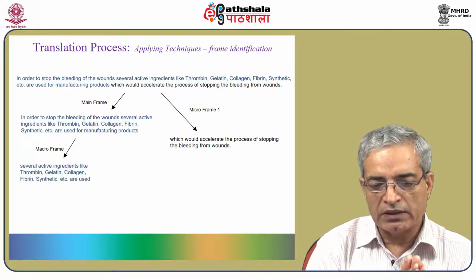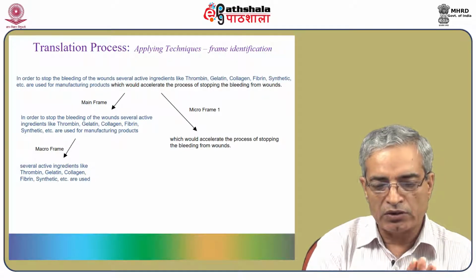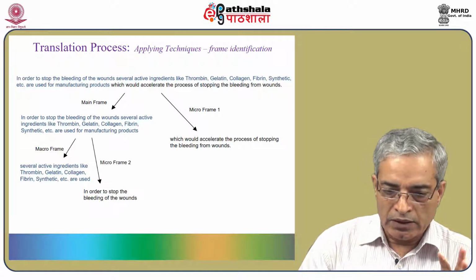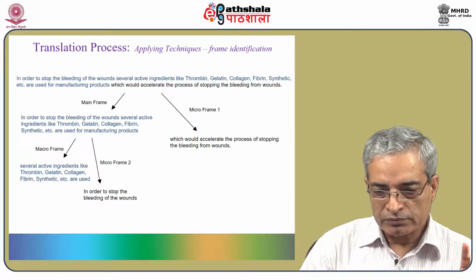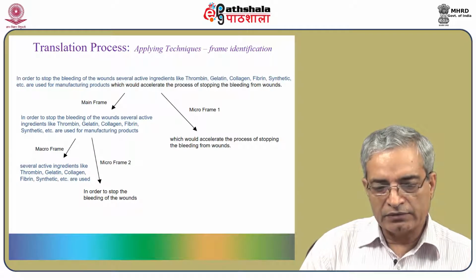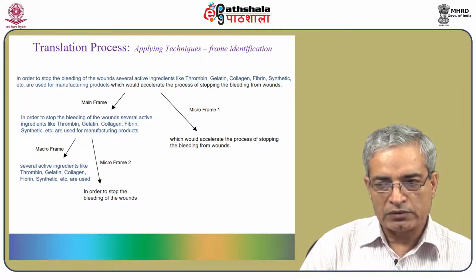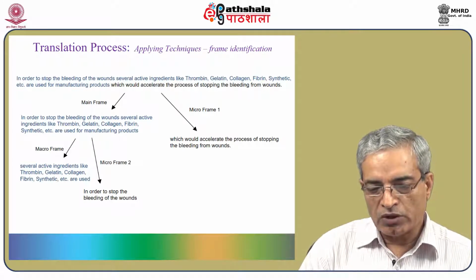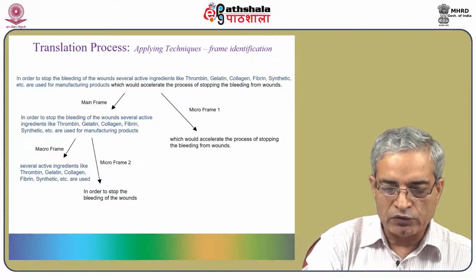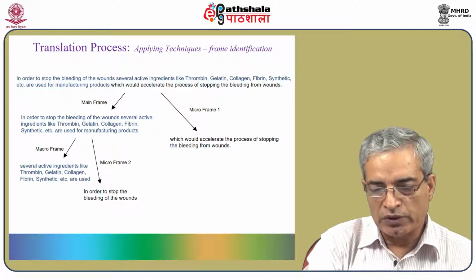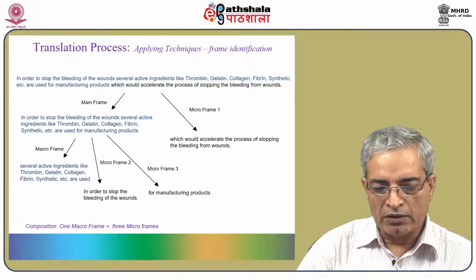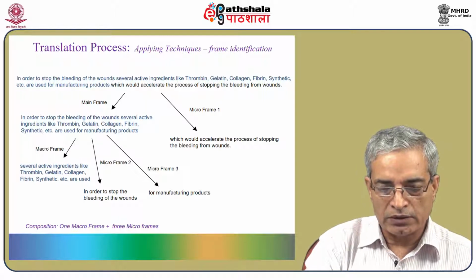And the main frame, now also from the main frame first, let's pick out the macro frame. Several active ingredients like thrombin, gelatin, collagen, fibrin, synthetic, etc. are used. It can be further reduced. For example, several active ingredients are used. Rest can be filled up later on. And the micro frame is in order to stop the bleeding of the wounds as micro frame 2, and for manufacturing products as micro frame 3. So we have 1 macro frame and 3 micro frames.